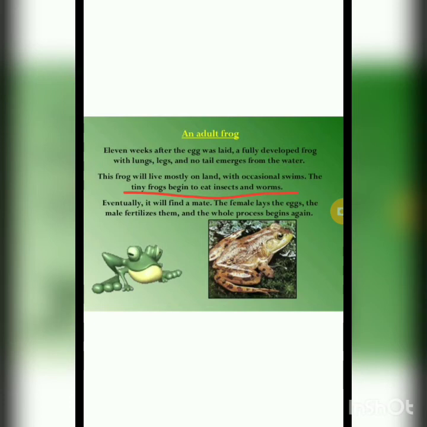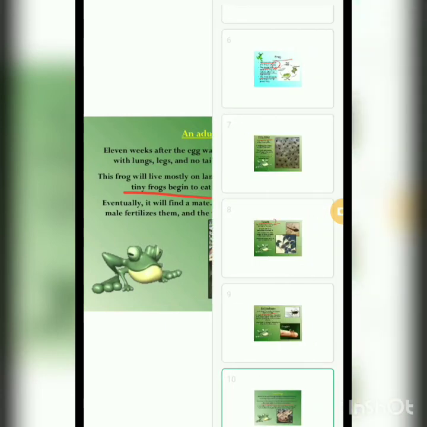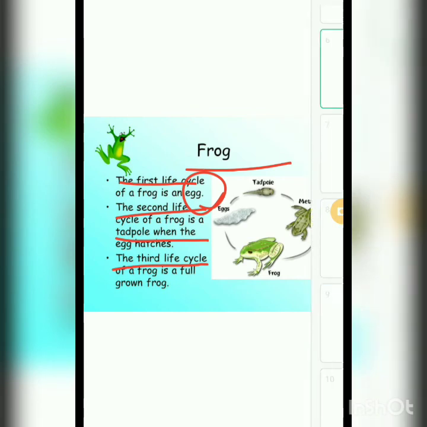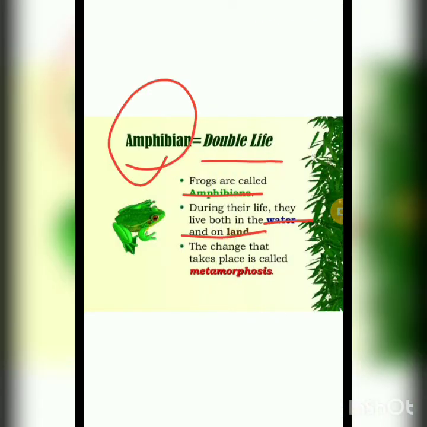अब इस पूरे प्रोसेस को बोलते हैं मेटामॉर्फोसिस. Here was this term metamorphosis in this slide. The change that takes place is called metamorphosis. I have also told you in the live class what is metamorphosis. The process in which an organism undergoes several changes to become an adult is known as metamorphosis.